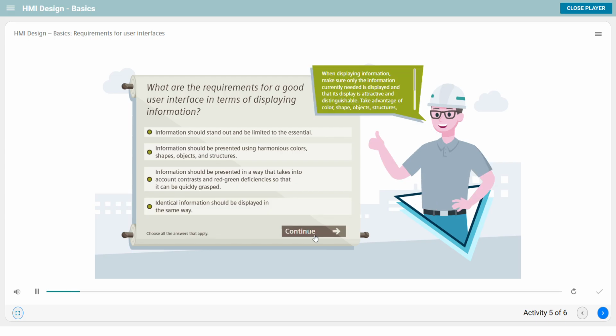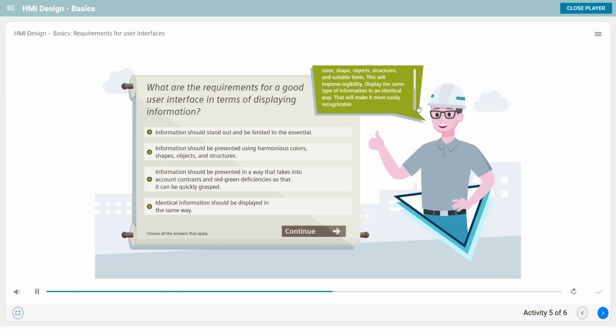When displaying information, make sure that only the information currently needed is displayed, and its display is attractive and distinguishable. Take advantage of color, shape, objects, structures, and suitable fonts to improve legibility.